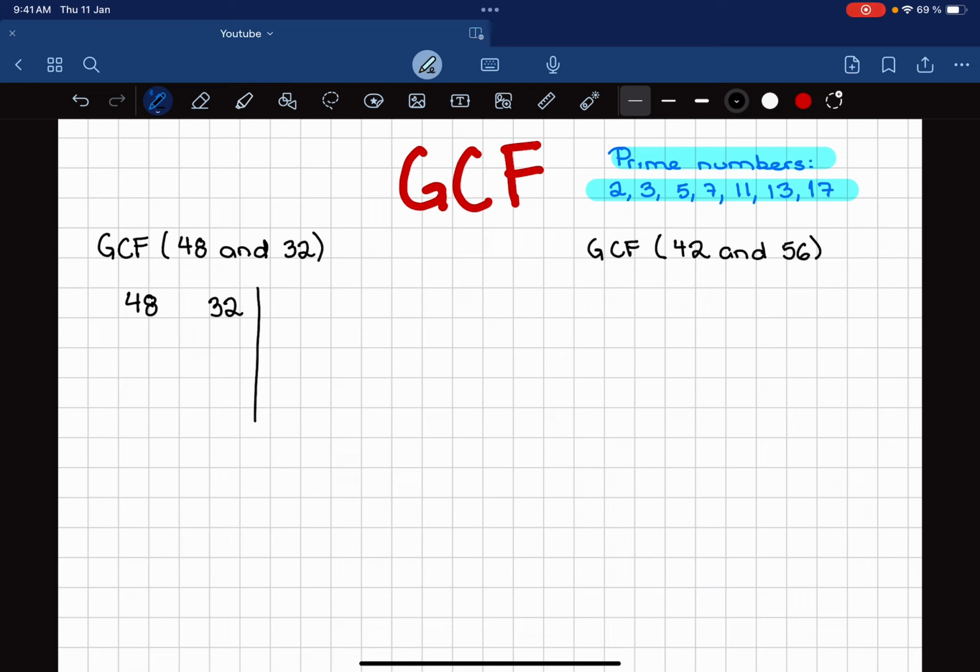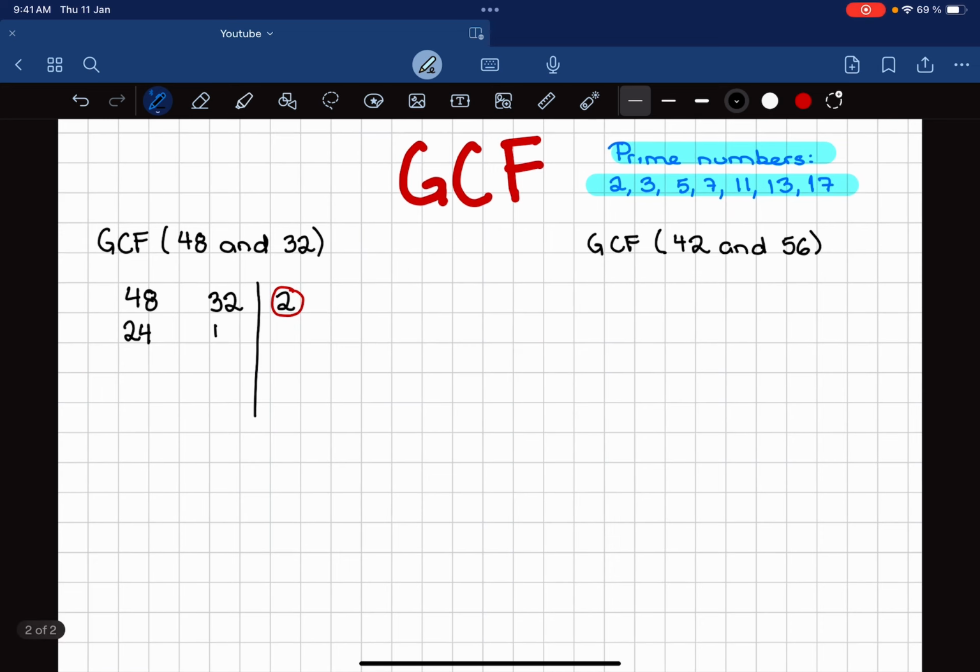So we see, is any of those two numbers, 48 or 32, divisible by 2? And you have to see if they are both divisible or just one divisible. So in this case, both of them are divisible by 2. We use number 2, and as both of them are divisible, we circle number 2, okay? And we do the division. So 48 divided by 2 is 24, and 32 divided by 2 is 16. Now we have 24 and 16.